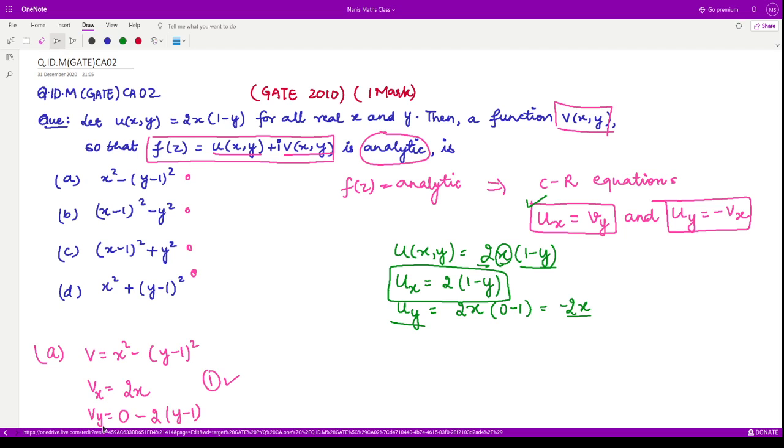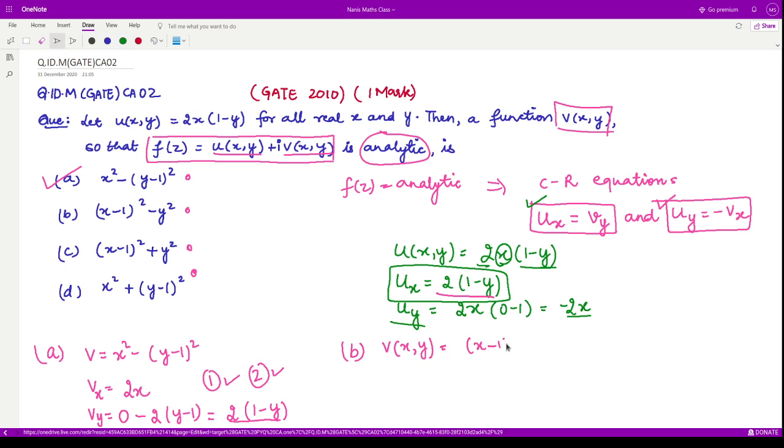So now this v y should be equal to u x. When you take the negative sign into the brackets, you can write this as 2 into 1 minus y, right? So this term is equivalent to u x, and the second condition is also satisfied in this case. So we can say option A is the correct option. But what about the others? Let us also check the same results for the rest of the options.